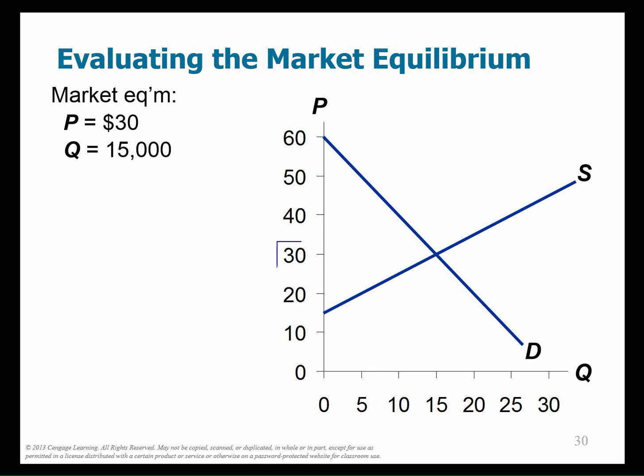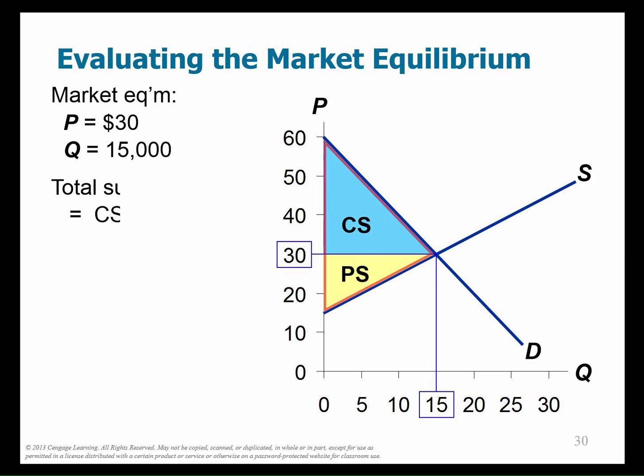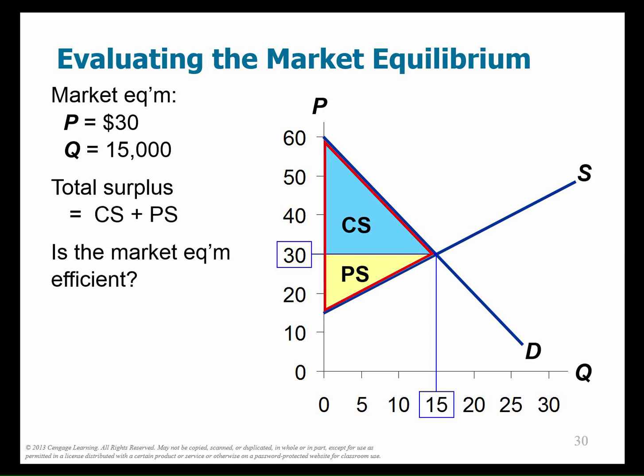All right, so let's look at this. The market equilibrium for a market economy means that we're just letting supply and demand, people argue it out, and we end up getting P equals 30 and Q equals 15,000. Here's the consumer surplus right there. There's the producer surplus, and the total surplus is the addition of the two. Now the question is, is the market equilibrium efficient?